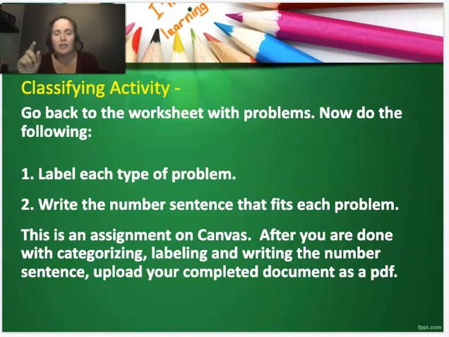Make sure you look through, and there's also a part where you have to do something with equal groups problems, so don't forget to do that part of the activity.